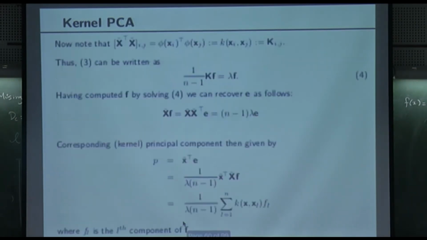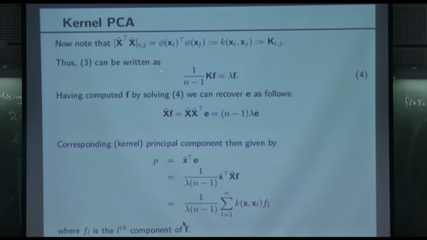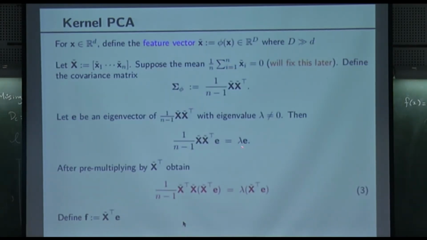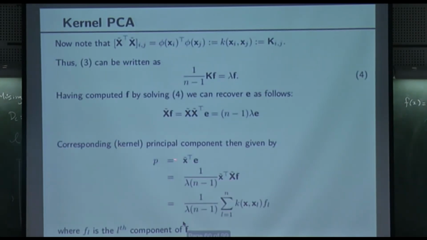Lot of algebra over here, but ultimately what happens is that I can construct another eigenvector eigenvalue decomposition problem, which involves the Gram matrix of a kernel. This is no longer in a lower dimensional space, this is a kernel. I can solve this, and if I want the principal component, I want x tilde transpose E. E is the eigenvector here. I want to project x tilde onto E, and you basically can recover this principal component by computing f and constructing this component.